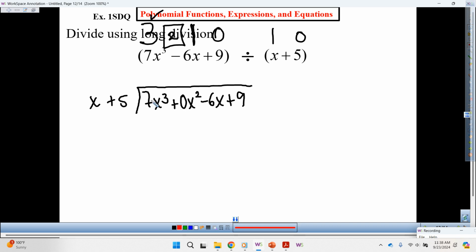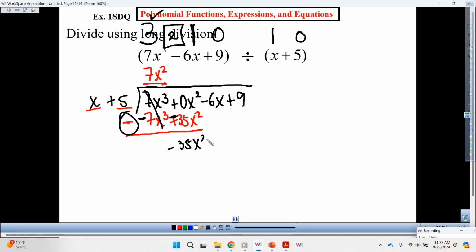All right, let's do this one together. What number times x gives us 7x cubed? 7x squared. So that gives us 7x cubed times that. 7x squared times 5, that's 35x squared. Distribute. That leaves us with negative 35x squared. Bring down the negative 6x.